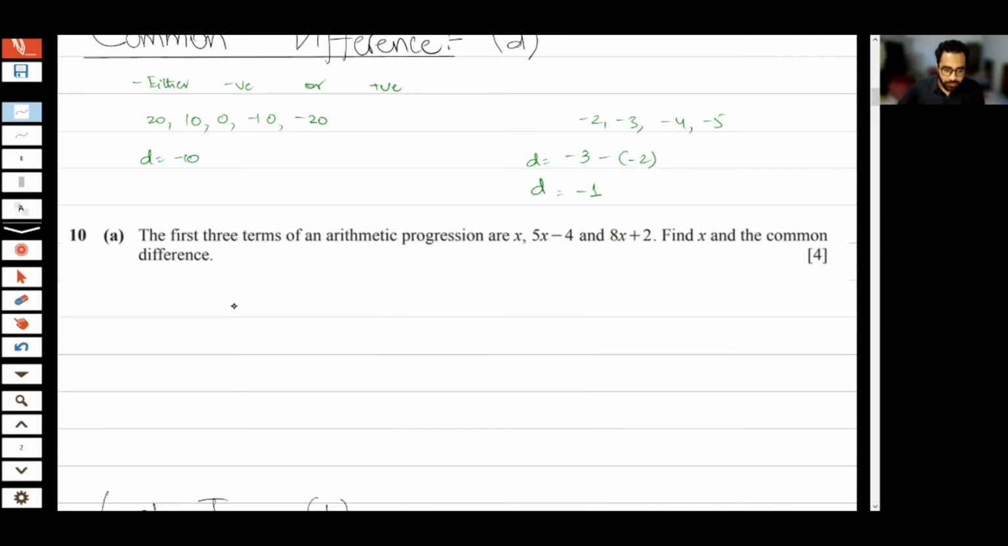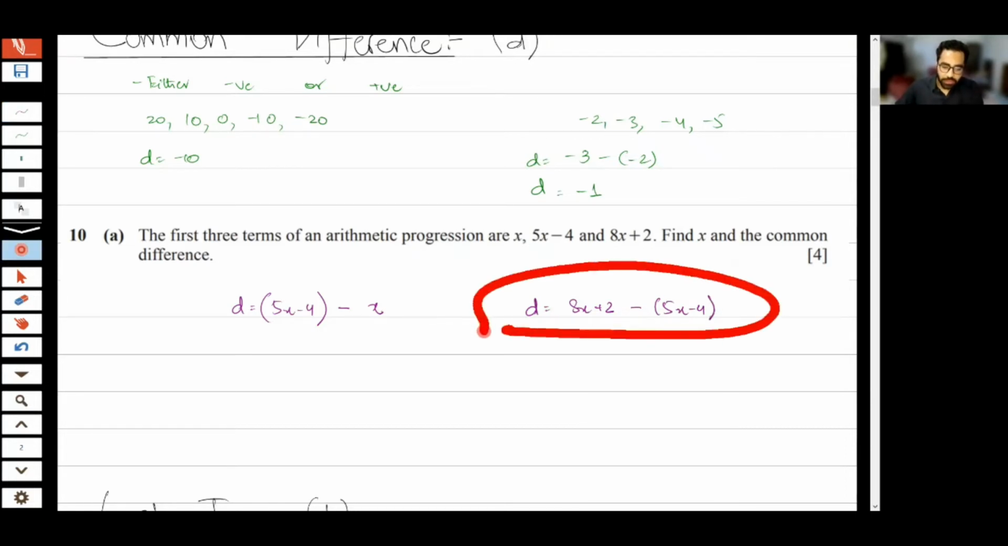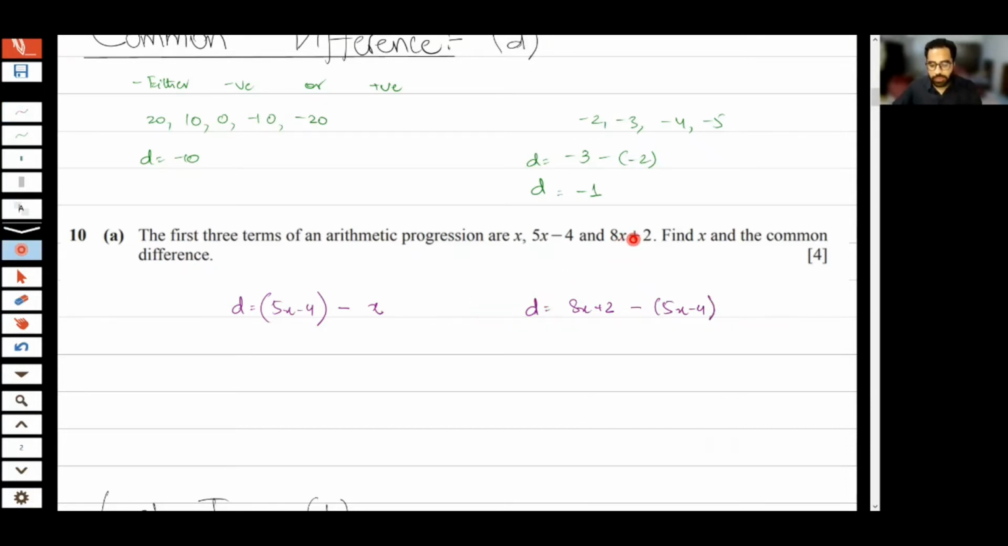ठीक है, तो I can write that d equals 5x minus 4, my second term minus the first term, or I can write that d equals 8x plus 2 minus 5x minus 4. ठीक है, इन दोनों से मुझे एक ही वैल्यू मिलनी है क्योंकि हम लोग कॉमन डिफरेंस कोई भी दो कंसेक्यूटिव टर्म्स को माइनस करके निकाल सकते हैं. ओके, तो मेरे पास यहाँ से क्या आएगा, 5x minus x gives me 4x minus 4. यहाँ से I'll get 8x minus 5x, which is equal to 3x, and 2 plus 4 is equal to 6.